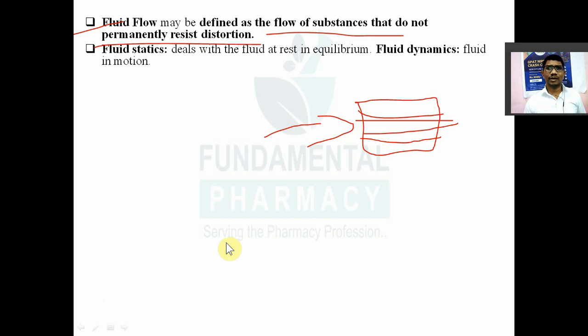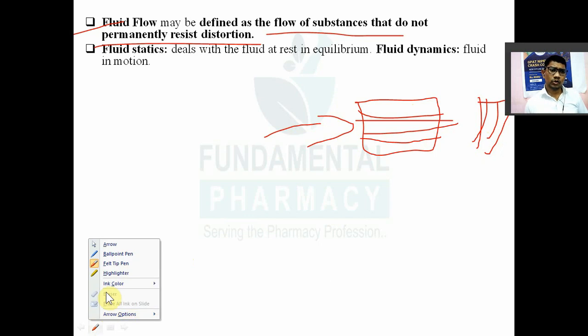So if you apply a force on that fluid, or mass of fluid, what will happen? Each and every layer will slide on each other. You will get a diagram like this, कुछ इस तरीके से diagram, so every layer will slide on each other. So fluid mass is composed of different layers. First of all you have to understand this.